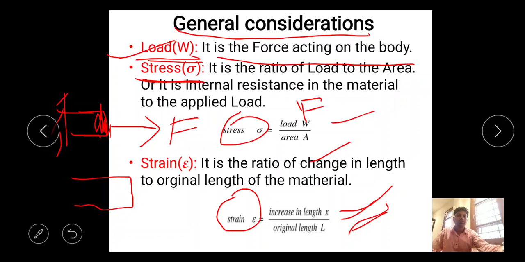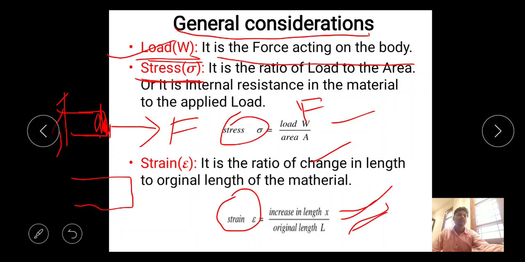So just briefly see any of your SOM textbooks, strength of materials, and try to remember all that you have studied already. What you mean by load, stress, strain. Tensile load means what, tensile stress means what, then compressive stress means what, what is shear stress, what is volumetric strain, what is Poisson's ratio. All those basic things you should know here.